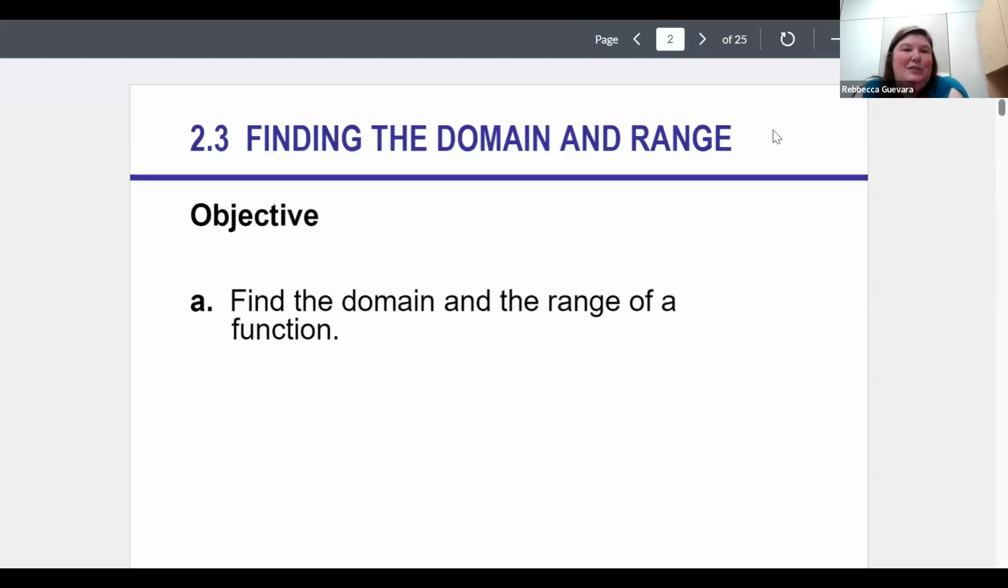All right, hello again. So we're starting on 2.3, where we're going to be looking at domain and range. That is the only objective of this section.